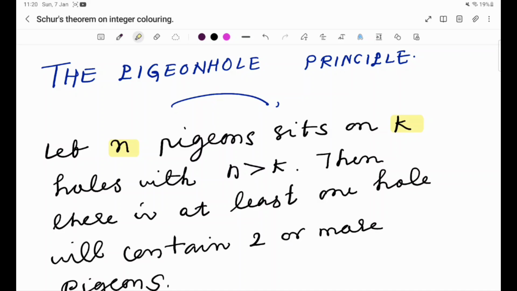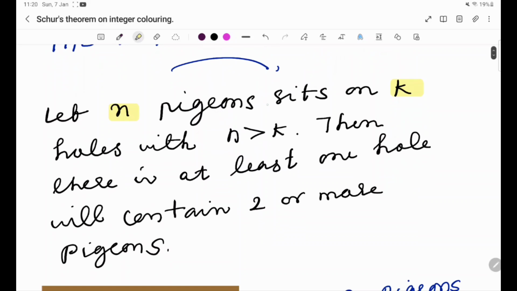How do you prove that, right? More generally, the number of pigeons has to be strictly greater than the number of holes, so I can say: let n pigeons sit on k holes with n greater than k, which is a crucial assumption. Then there is at least one hole, there may be many holes, such that it contains two or more pigeons.